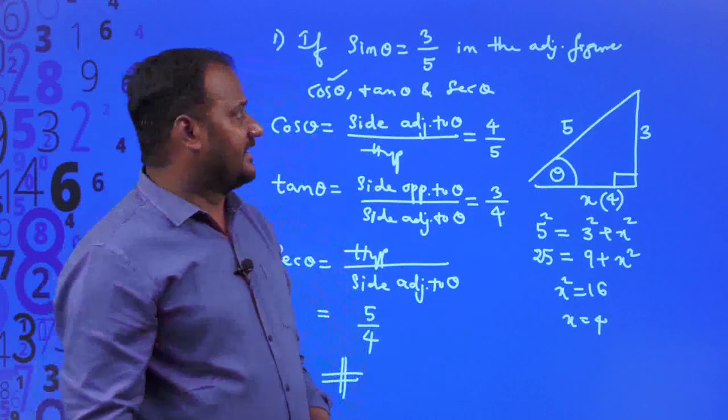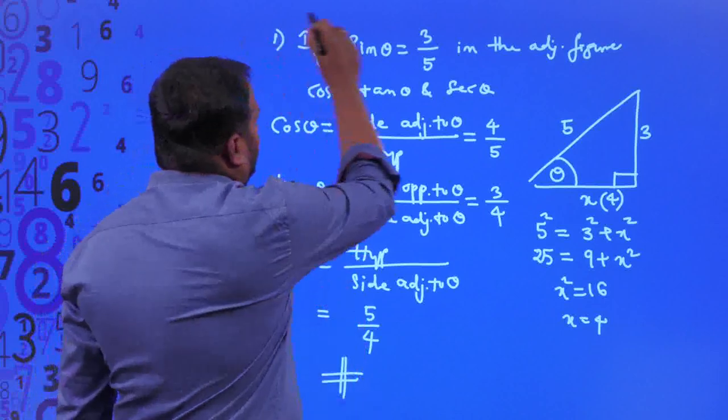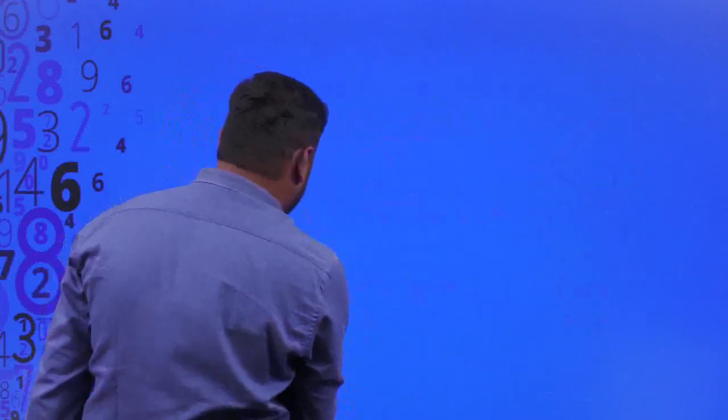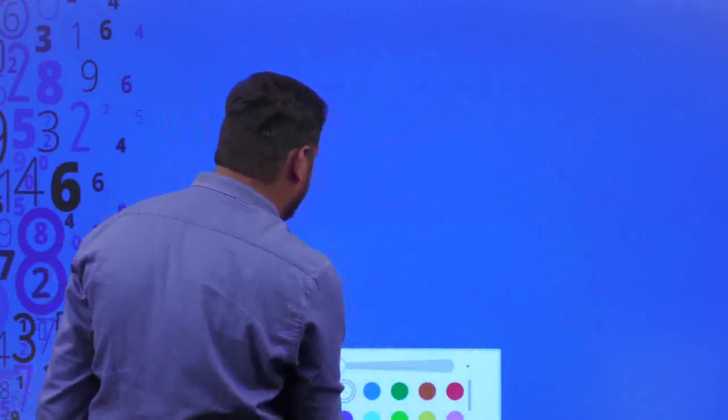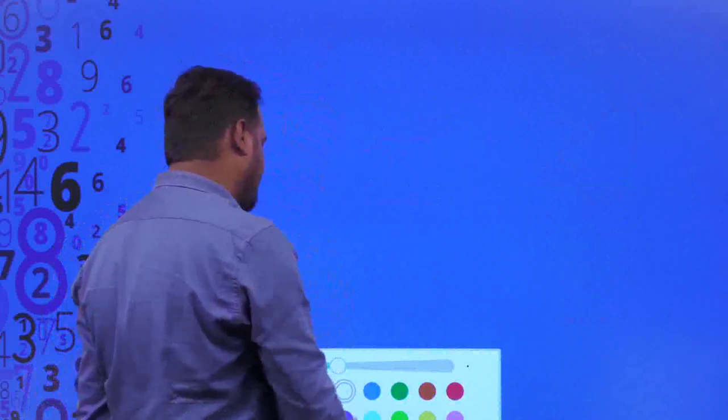Hope you understand. Let's go with one more example. Before I explain one example, I just want to give you a hint or a shortcut to remember all these 6 trigonometric ratios. These 6 trigonometric ratios are sin theta, cos theta, tan theta, cosecant theta, secant theta and cot theta. If you remember the first 3 trigonometric ratios, you can easily remember the remaining 3 as they are the reciprocals of the first 3.